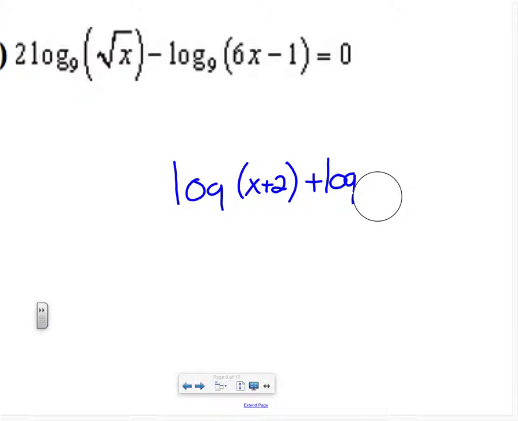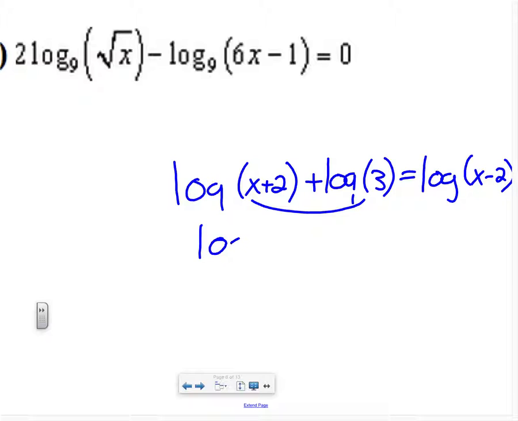Same base. Log of 3 equals log. Can I cancel the logs right off the bat? No. I can only have one log on each side, so I need to combine the ones on the left side into one log. A sum of logs turns into a what? A product. So you can combine these into the log of 3 times x plus 2.